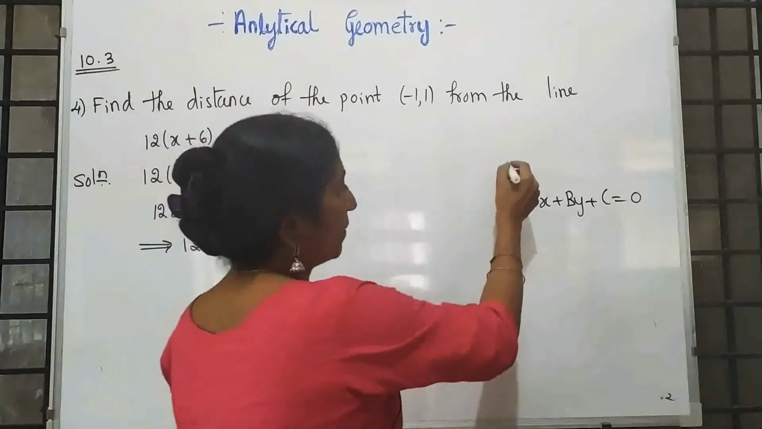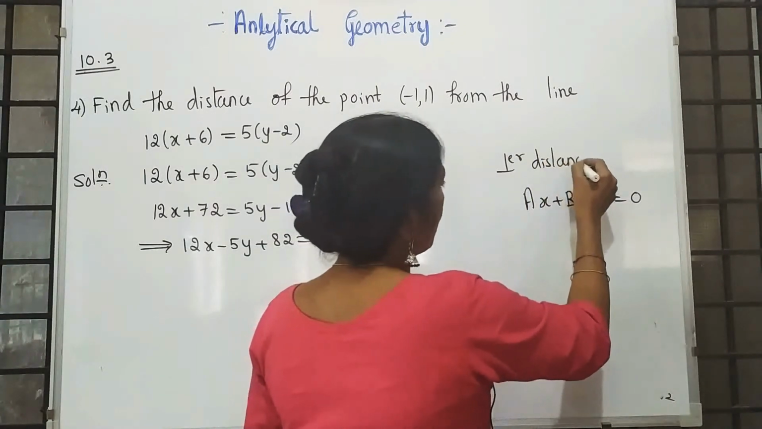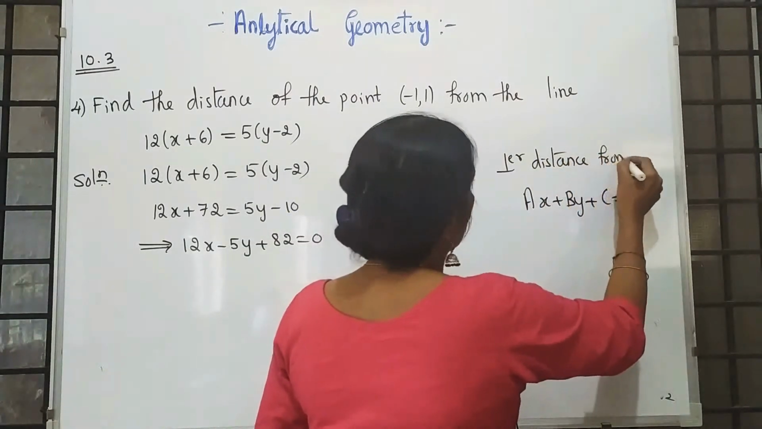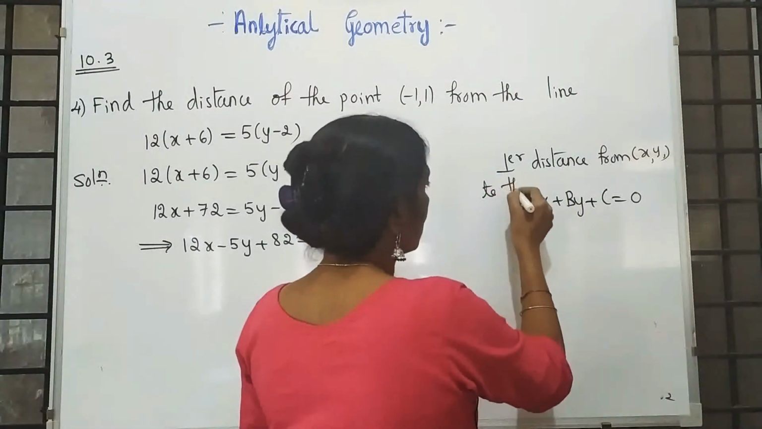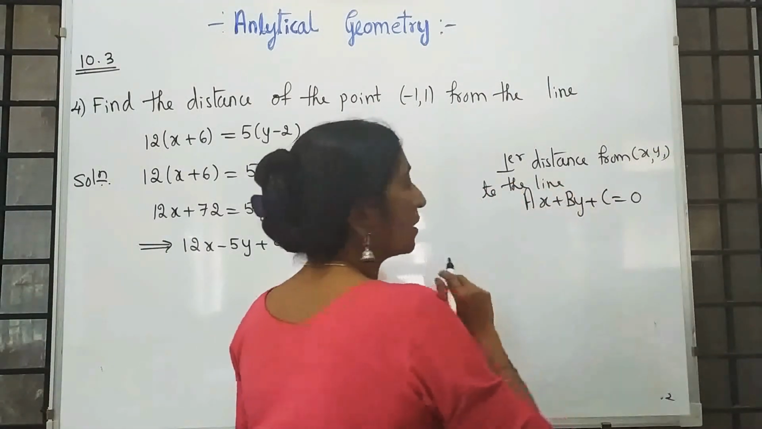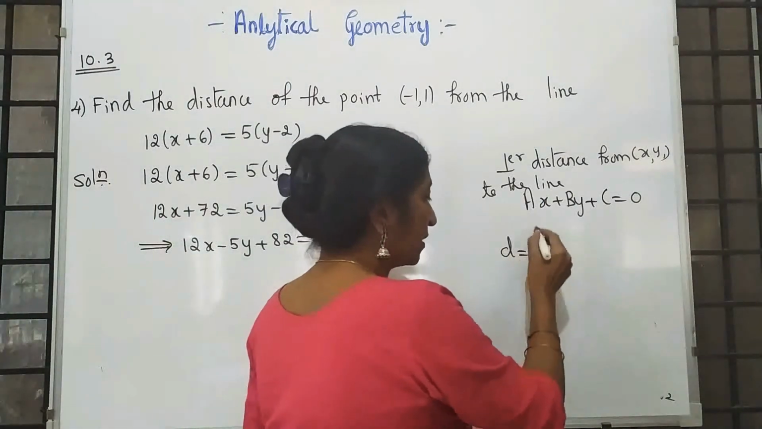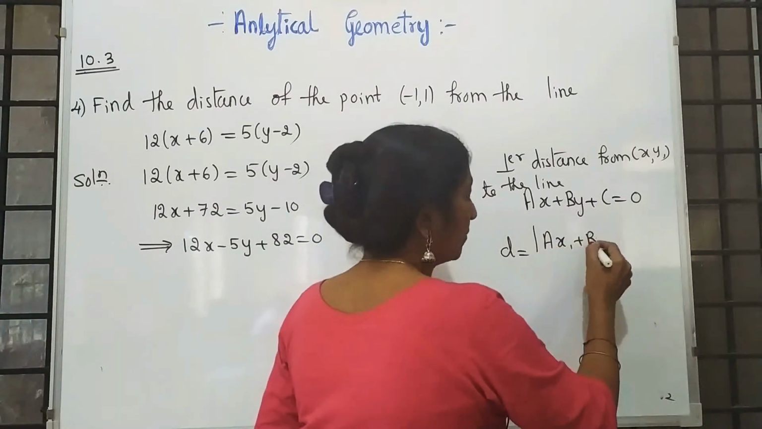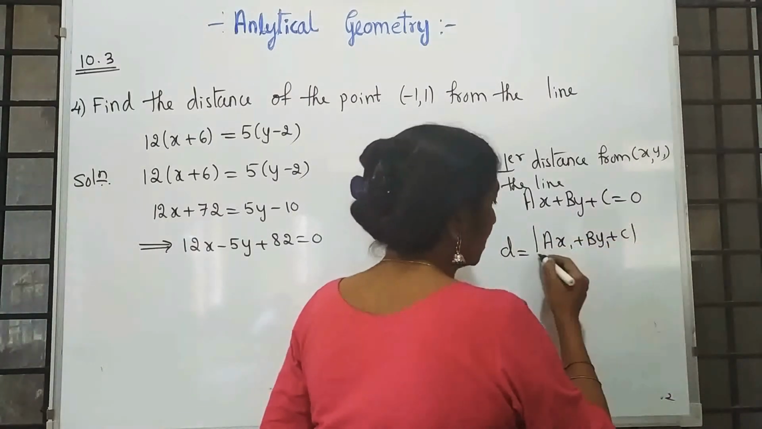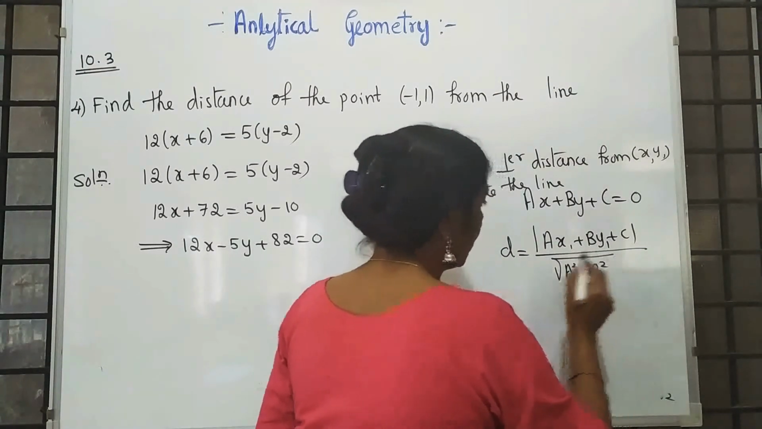So what is the perpendicular distance from x1, y1 to the line ax plus by plus c is equal to 0? Have you remembered? D is equal to modulus of ax1 plus by1 plus c upon root of a square plus b square.